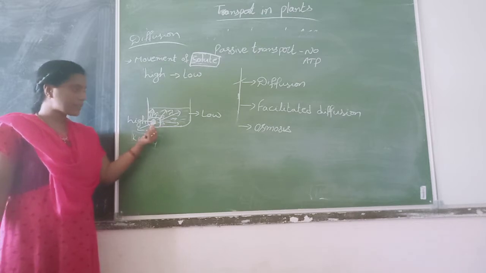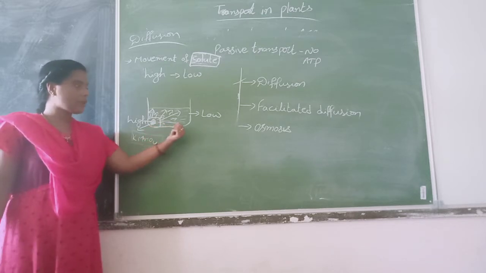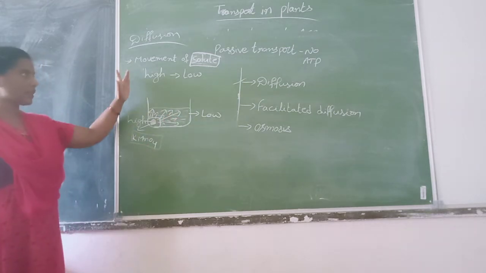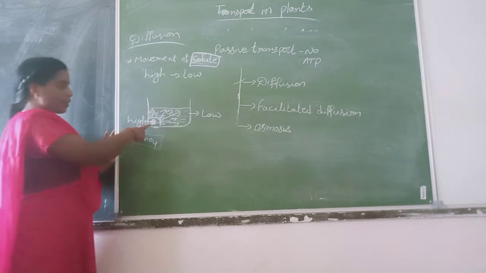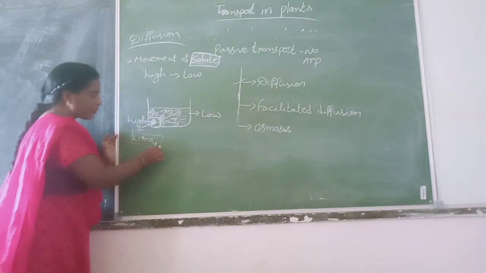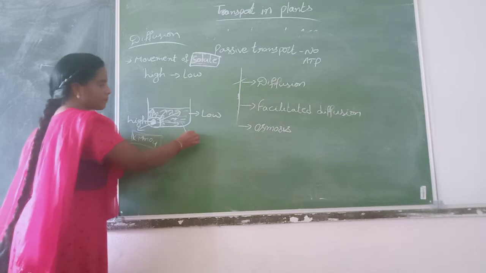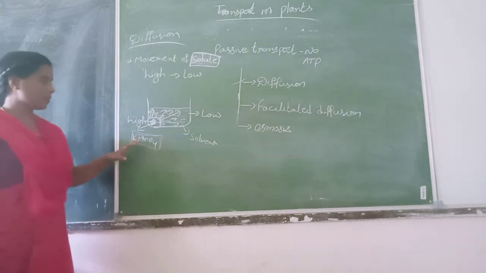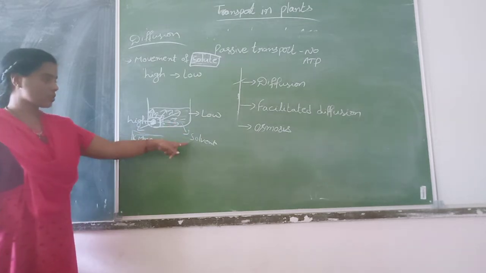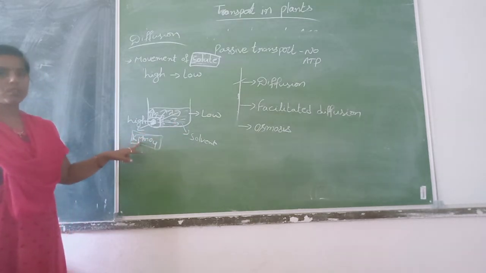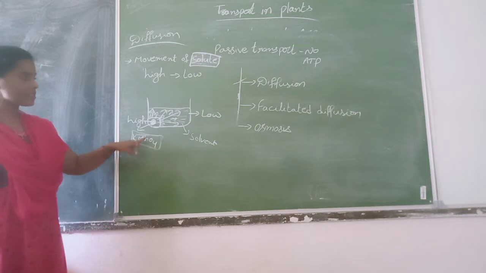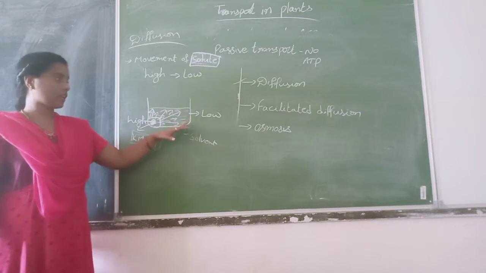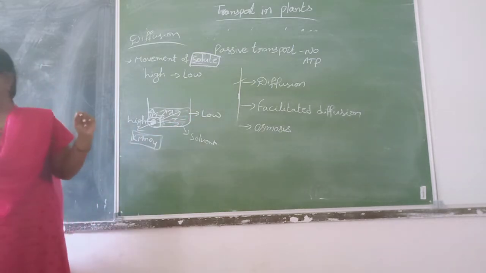Okay? So from this high concentrated area, these molecules are moving towards the low concentrated area. This process we can say is diffusion. Movement of solute. Here KMnO4 is the solute and water is the solvent. Okay? Water is solvent and KMnO4 is solute. These solute particles are moving from high concentration to low concentration. Okay. Then we will take one more example.